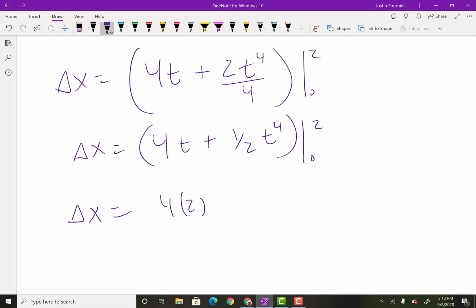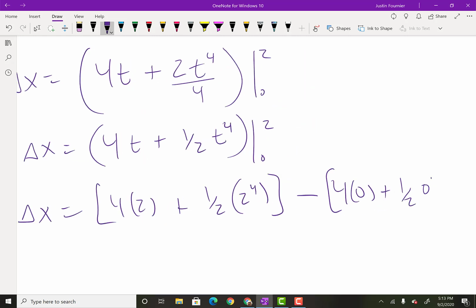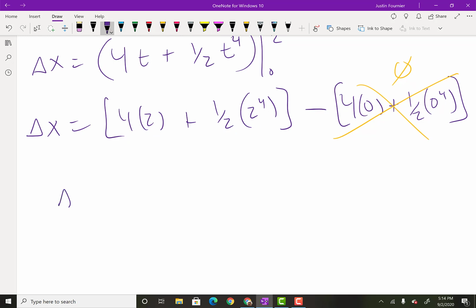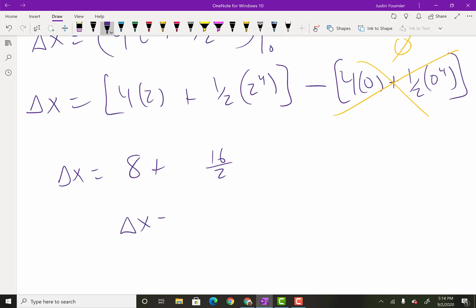It's 4 times 2 plus 1/2 times 2 to the 4th power, minus 4 times 0 plus 1/2 times 0 to the 4th power. All this is just going to go away. I'm going to get 0. So this is all this minus 0. So I get delta x is equal to 8 plus 2 to the 4th power, which is 16, divided by 2, which is also 8. So 8 plus 8 is 16. So 16 meters is my displacement.